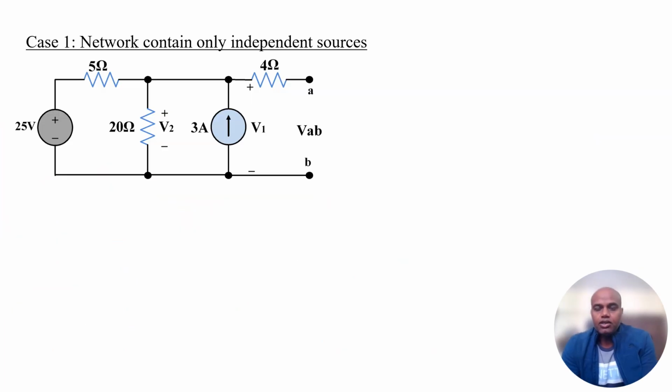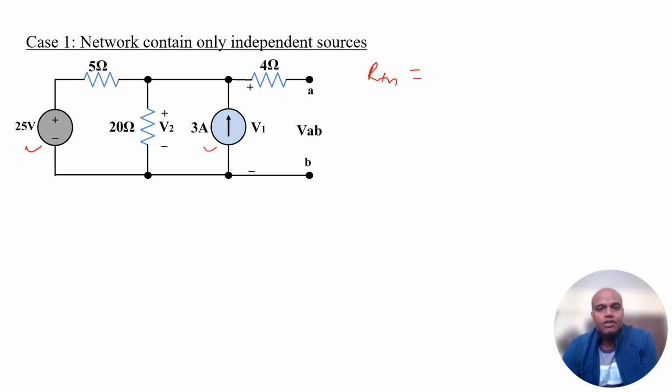Now we can understand the different cases with an example. So let's take case 1, where we have only the independent sources in the circuit. Here we have two sources in the circuit: one is a voltage source, the other one is a current source. To find out the RTH, we simply need to replace the sources with their internal resistances. Therefore the voltage source becomes a short circuit and the current source becomes an open circuit.